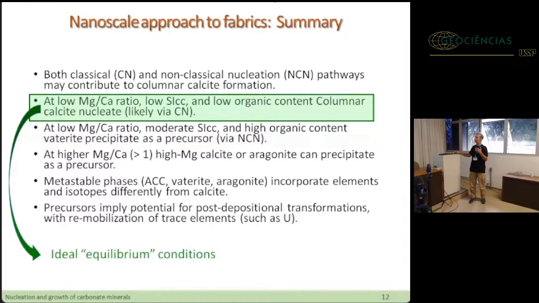When you change the conditions, so we raise the magnesium ratio, we shift towards the aragonite field. We raise the supersaturation, and we can have the metastable phases, and we can have also this shift towards the final disequilibrium phase. So these are the ideal equilibrium conditions, not from an isotopic point of view, but from a crystallographic point of view.